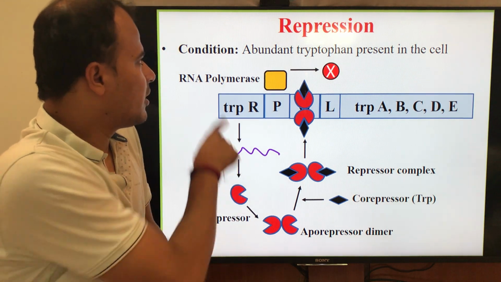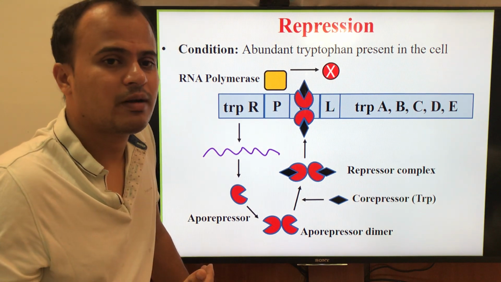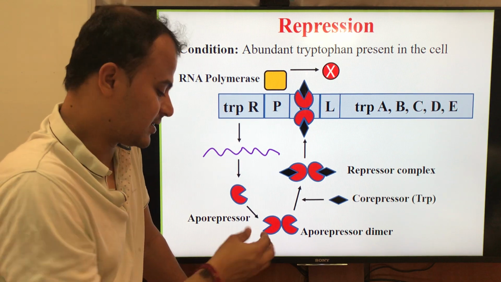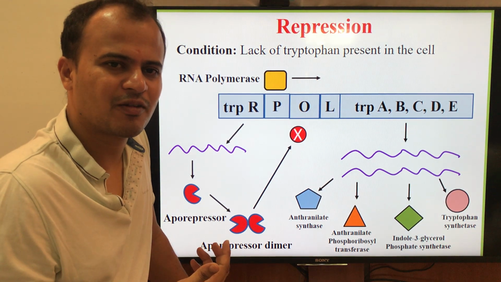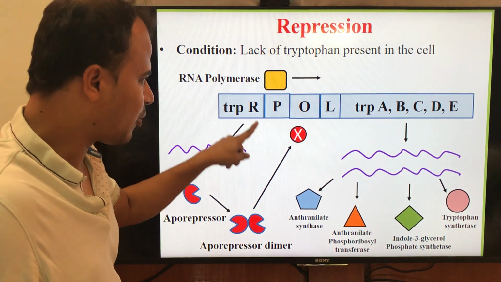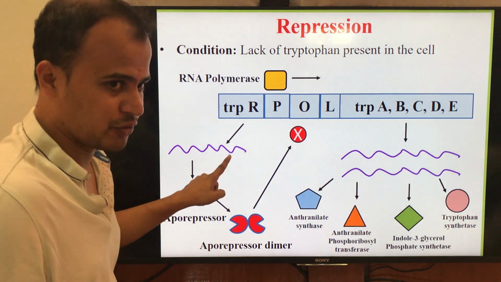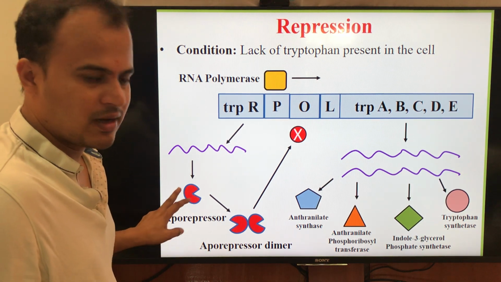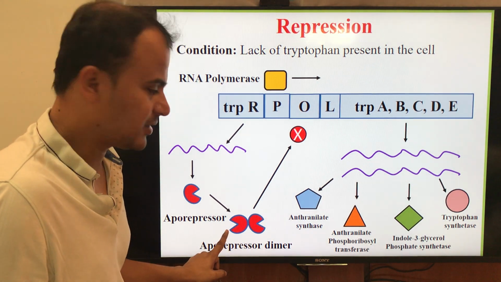Since you have learnt about the presence of an abundant amount of tryptophan in the cell, you should also learn about the absence or lack of tryptophan in the bacterial cell. So what happens when there is no abundant amount of tryptophan in the bacteria? RNA polymerase, as usual, can recognize the promoter of the TRPR gene. First let me explain this. The TRPR gene undergoes transcription to produce mRNA. The mRNA gives rise to aporepressor monomer. Aporepressor monomers give rise to aporepressor dimer, that is, they undergo dimerization.